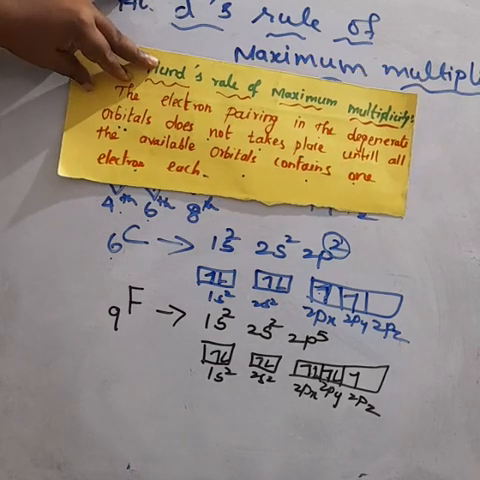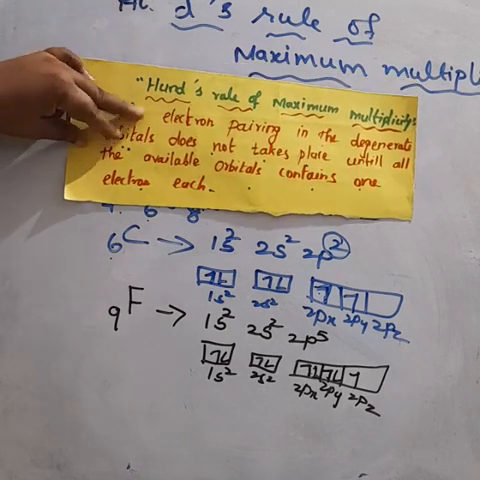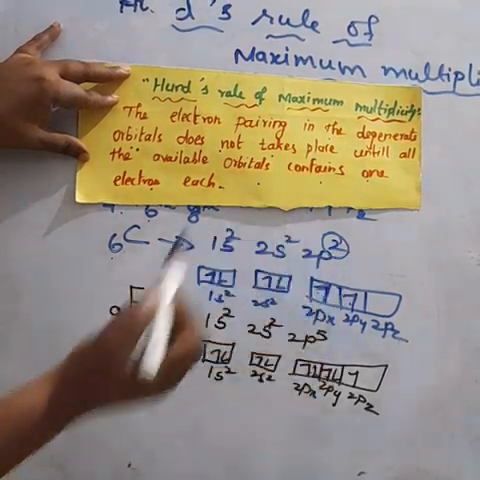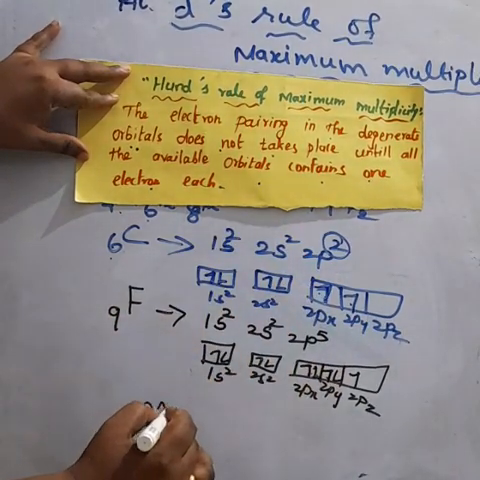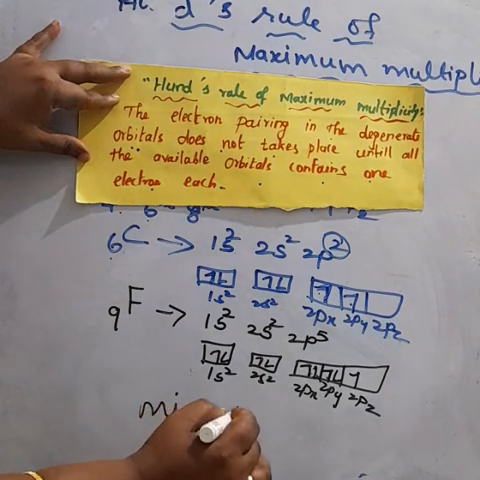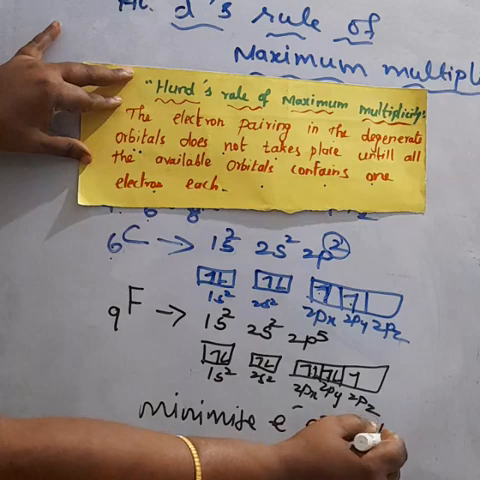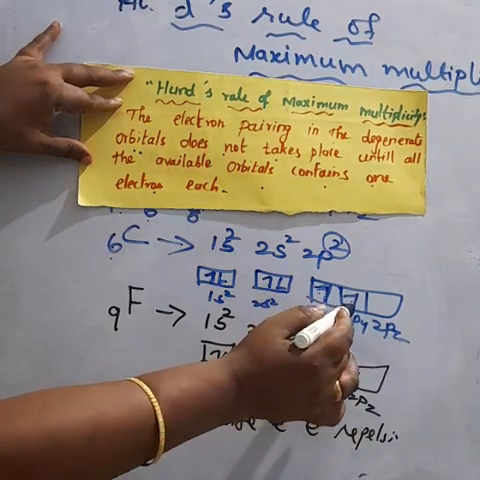Okay, why are we filling like this? In order to minimize the electron repulsion. Okay, consider the carbon atom. The 6th electron enters the unoccupied 2py orbital as per Hund's rule.